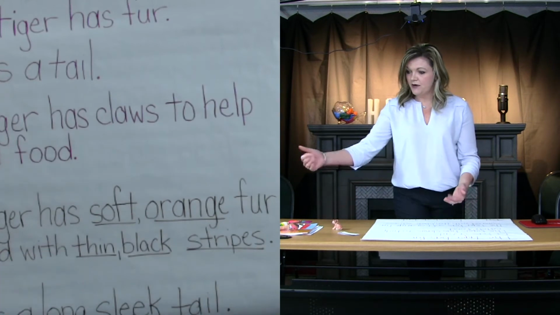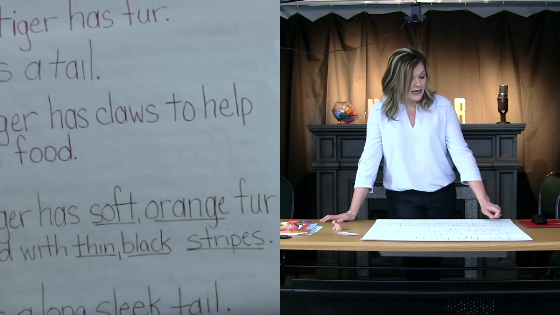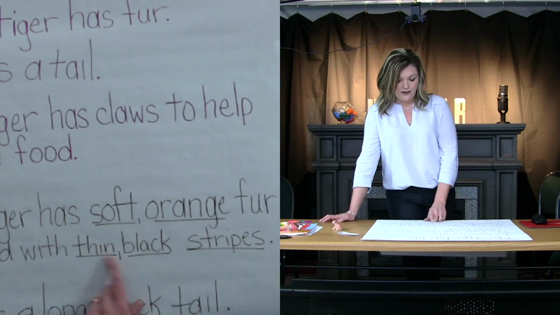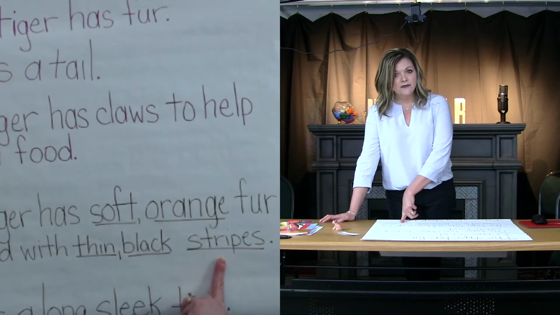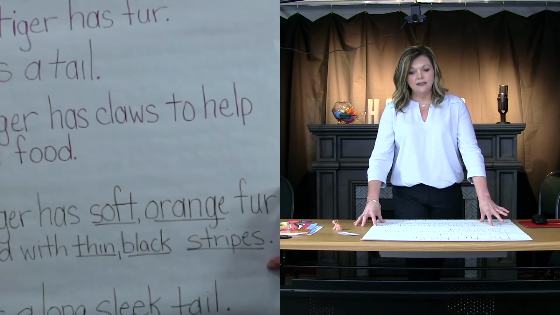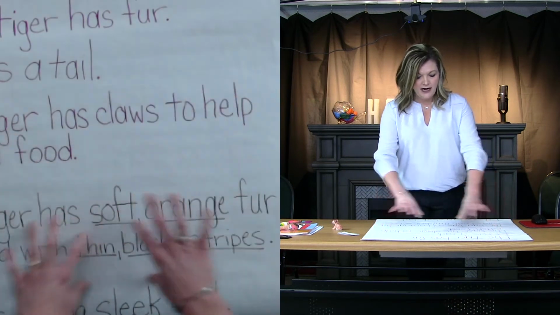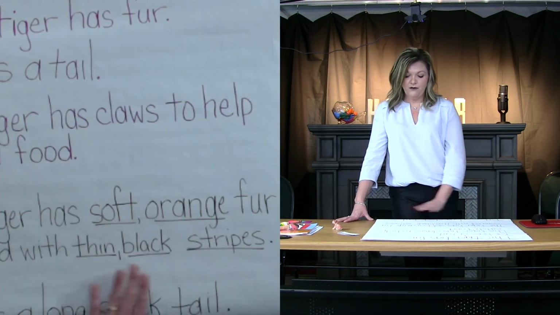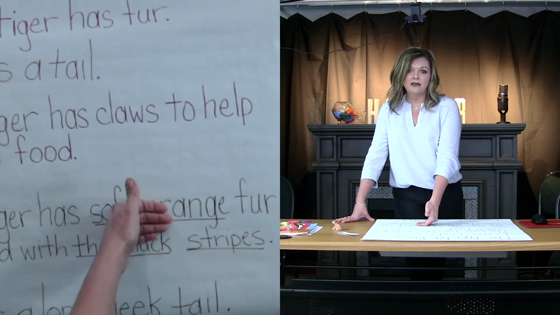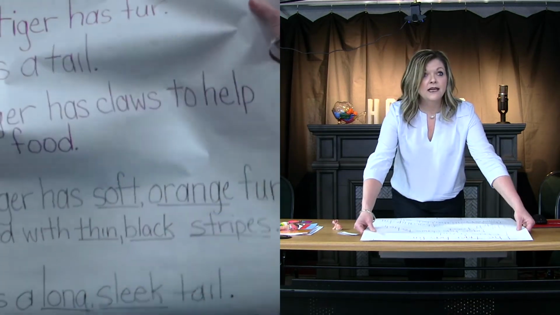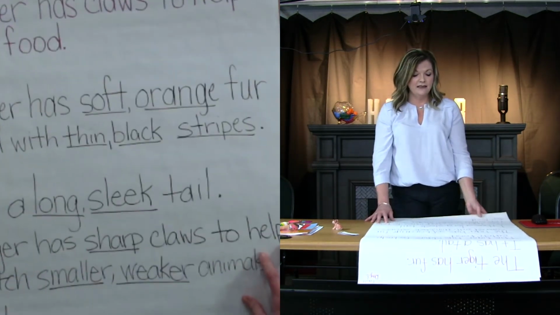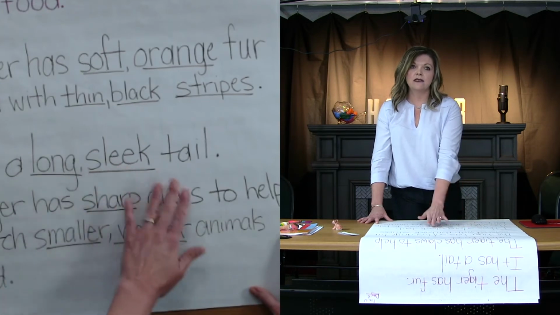So for example, you call on one group and they might say, the tiger has soft orange fur covered with thin black stripes. Then you want to have them notice the difference between the tiger has fur, and this new sentence, it has soft orange fur with thin black stripes. Let them see, can you picture more vividly what that tiger would look like? And then with the tail, instead of saying it has a tail, you can say it has a long, sleek tail.